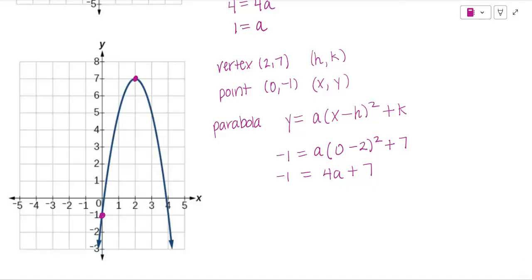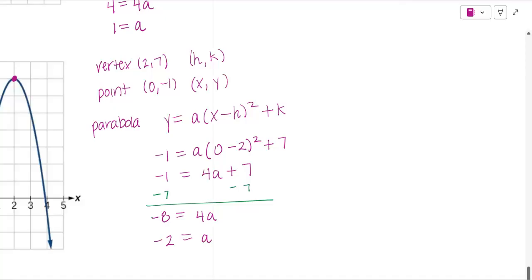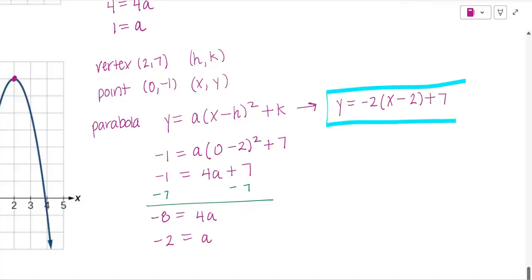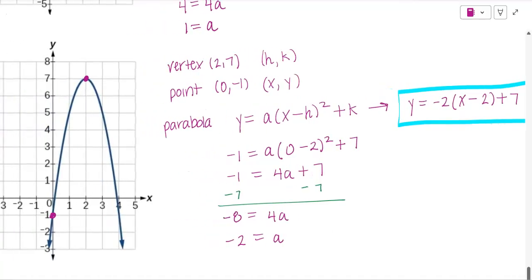Let's subtract 7 from both sides. So -8 is equal to 4 times a. So it looks like a is equal to -2. So going back here, we think that our formula is going to be y equals -2, x minus 2 squared, and then plus 7. This is the equation of the parabola that we see over there.